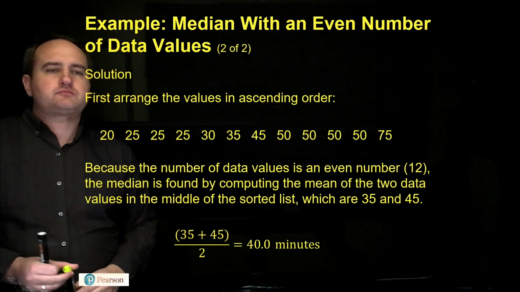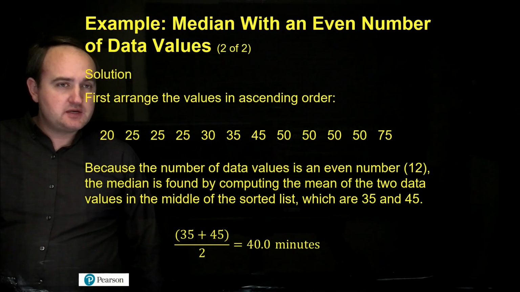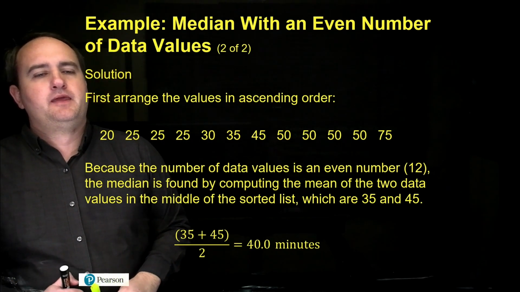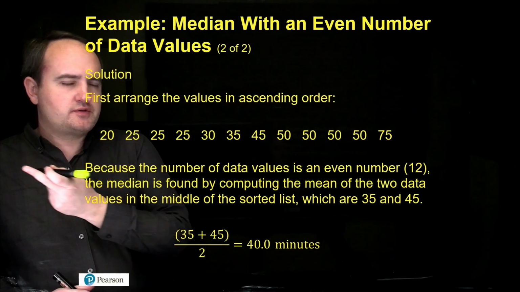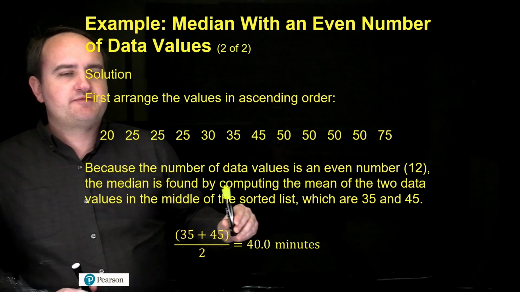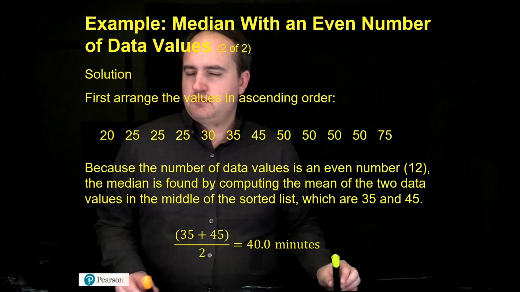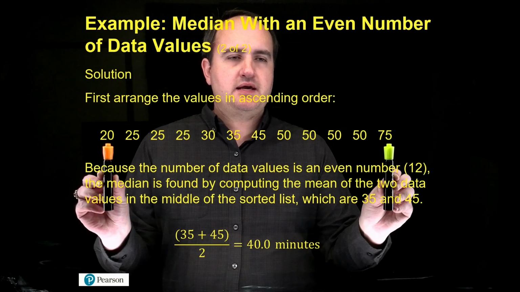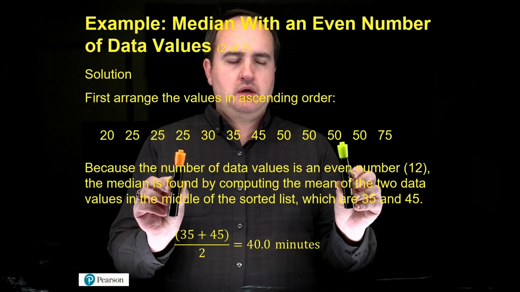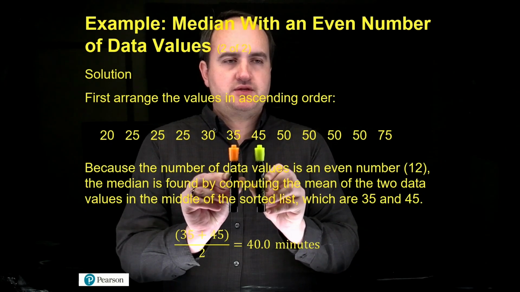So they have arranged these data values in increasing order or ascending order. Ascending just means increasing. So then you can either do it the way they said, which is because there's an even number of data values, the median is found by computing the mean of the two data values in the middle, or alternately, you can just do my method, which is to start on the ends and then just count inward. 1, 2, 3, 4, 5. So here we can see that these are the two middle values.